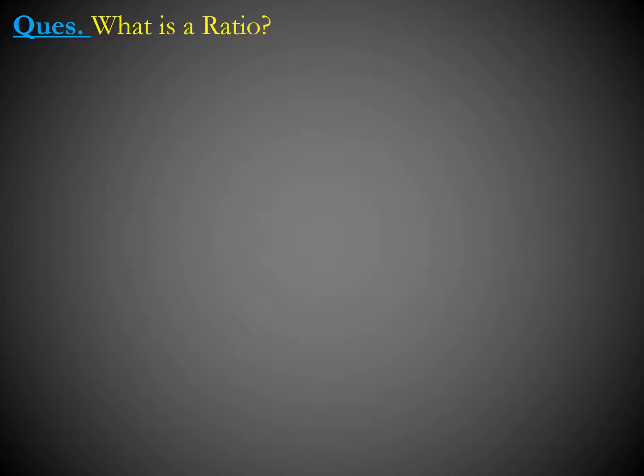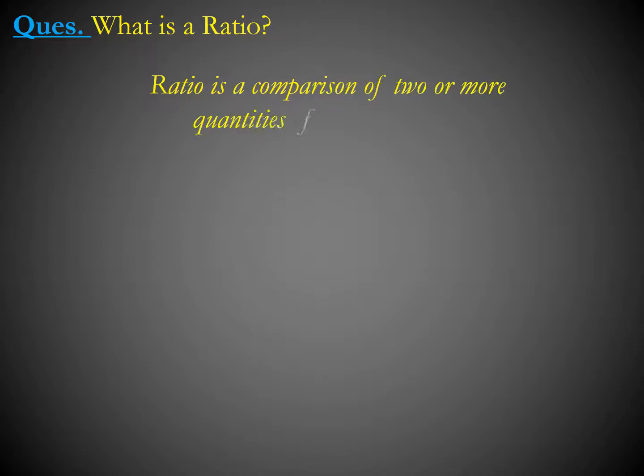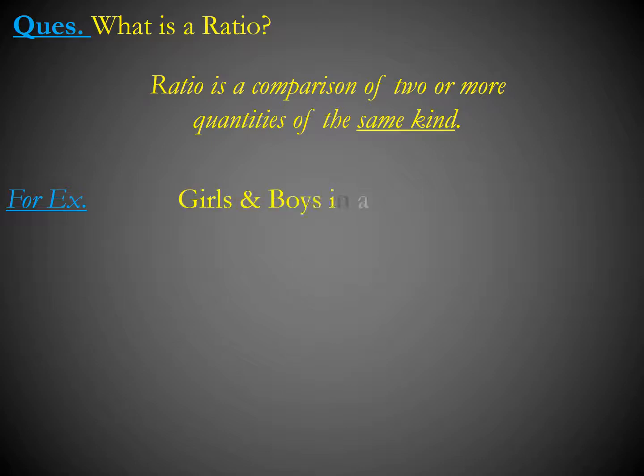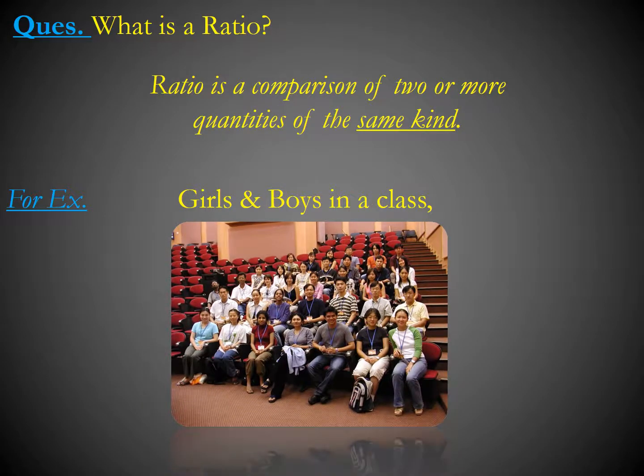Now I ask you a question, what is a ratio? Ratio means it is a comparison of two or more quantities of the same kind. Remember what I told? Of same kind. The kind should be same. For example, I ask you, tell me the ratio of girls and boys in a class. Here you can easily calculate its ratio because girls and boys are human beings. They are same thing.